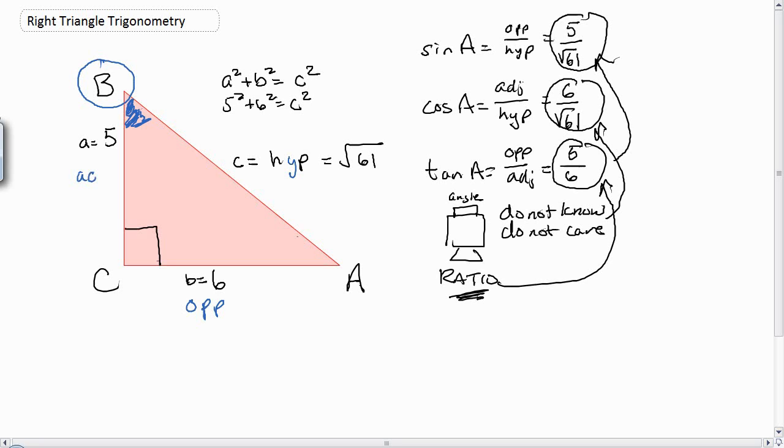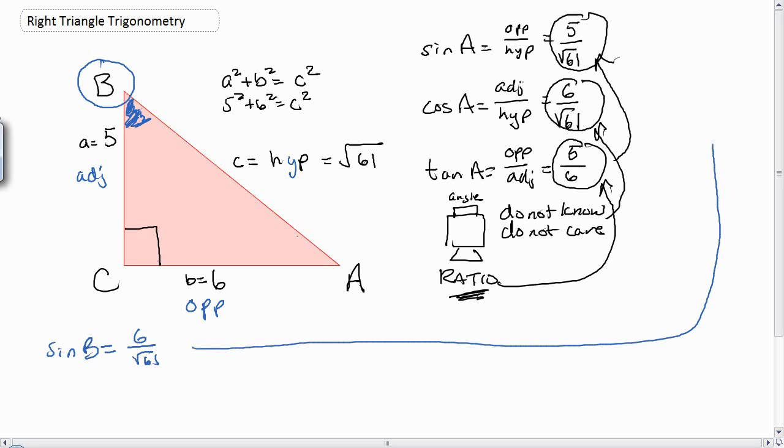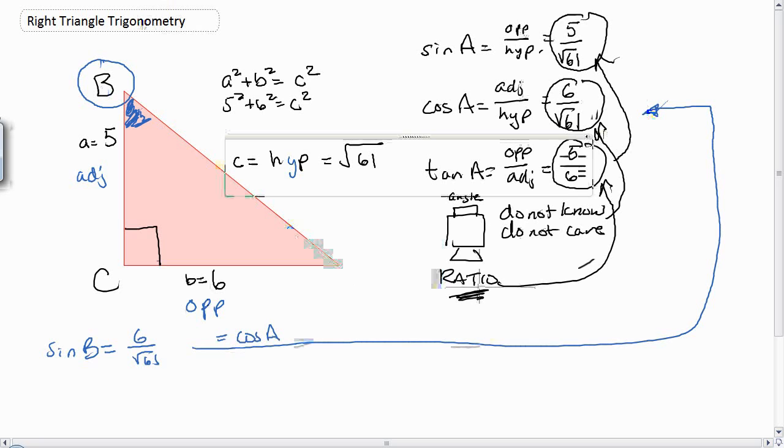and A is now my adjacent. So if I was to do some problems over here and I said, what is my sine of B? Now my ratio is going to be 6 over radical 61, which is kind of interesting because that happens to be the same as the cosine of A. So let's write that over here. Cosine of A. The question is, why is that the case?